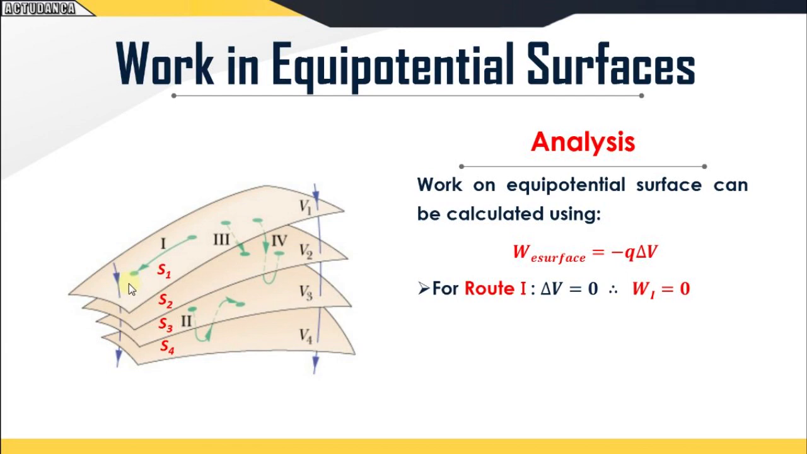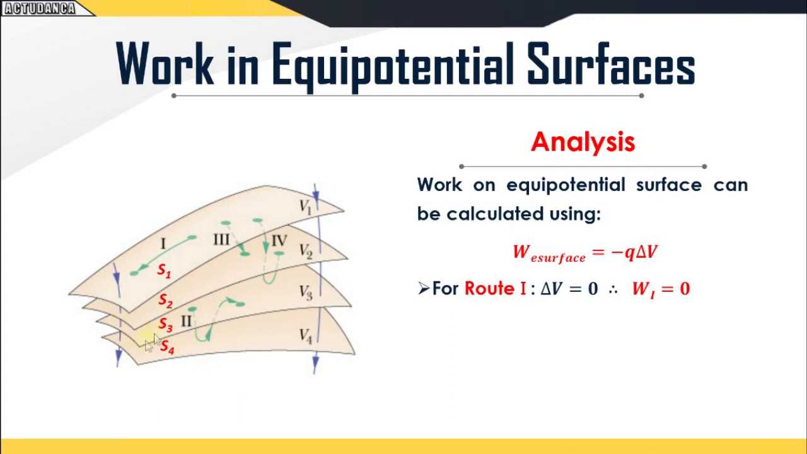Bakit? Kasi nga, sabi sa ating definition that when we have an equipotential surface, the potential difference between them is 0. Dahil ang potential sa buong surface na ito ay constant. And with that, using the same formula ng work, when our potential difference for route number 1 is equal to 0, the resulting work will be 0 as well.